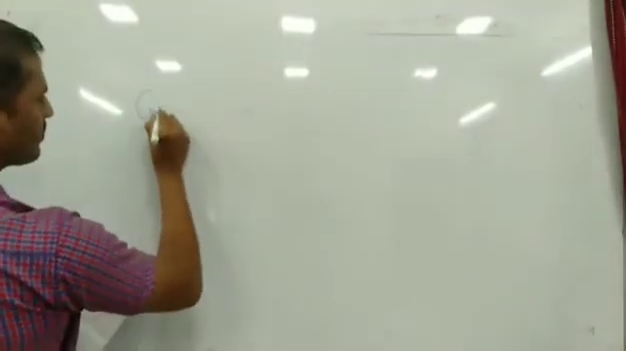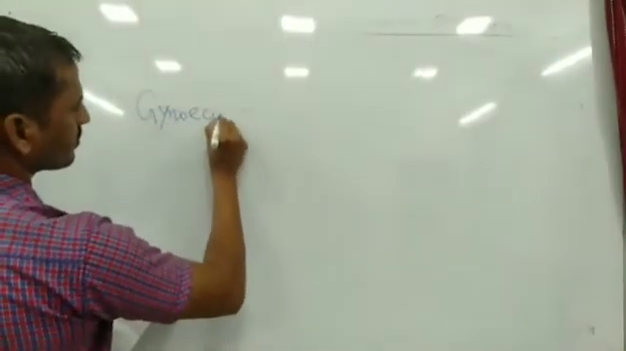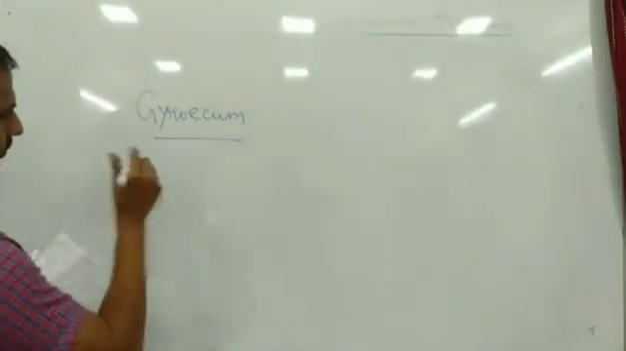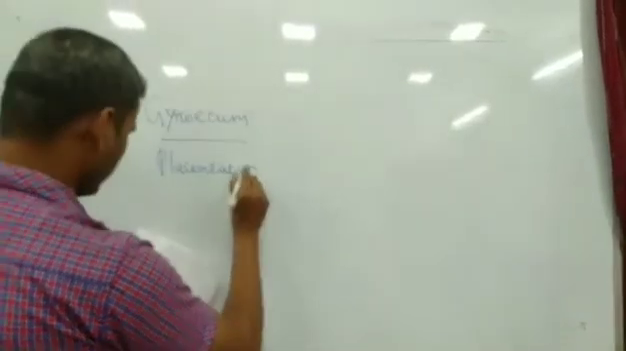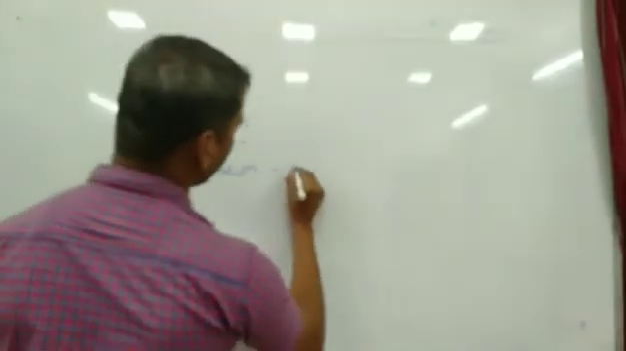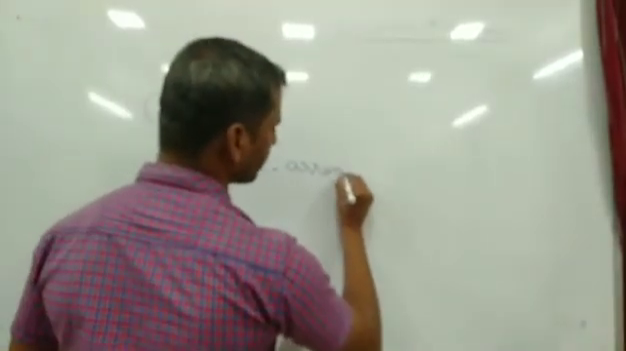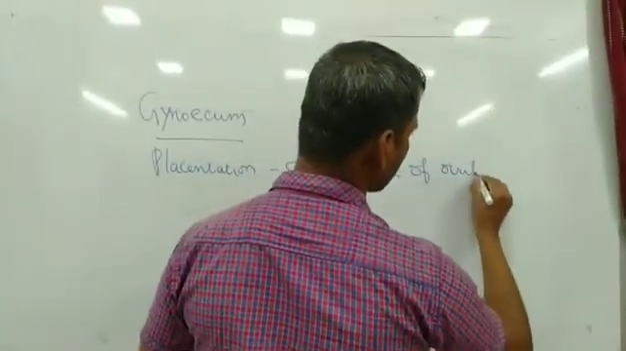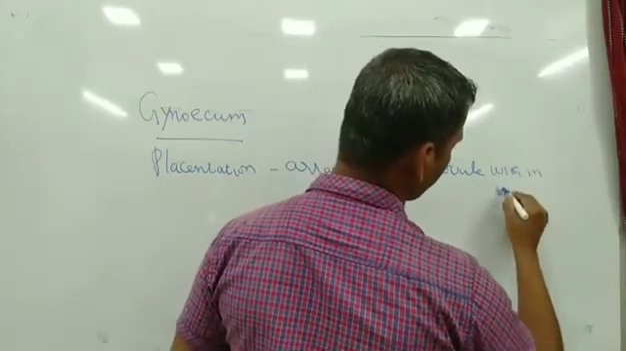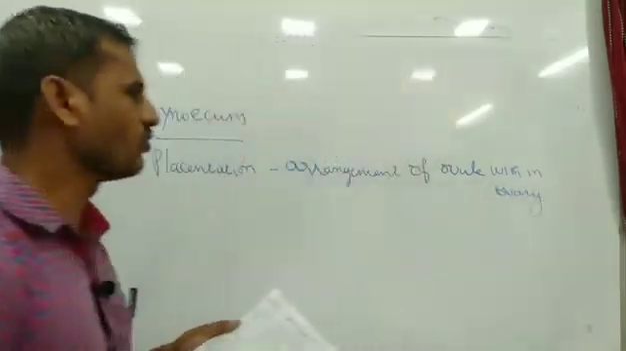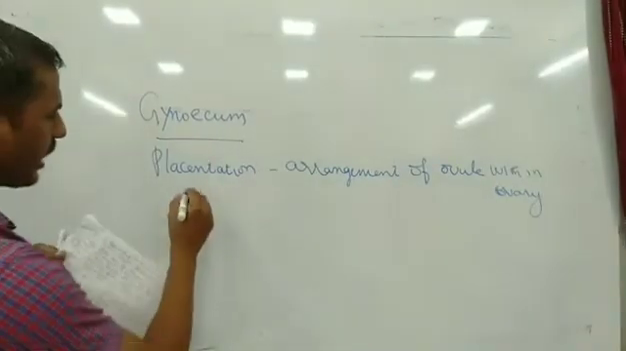Next we move to the gynecium. In the gynecium we have several things. We are going to see placentation. Placentation is nothing but the arrangement of ovules within the ovary. Here also there are 5 types again.